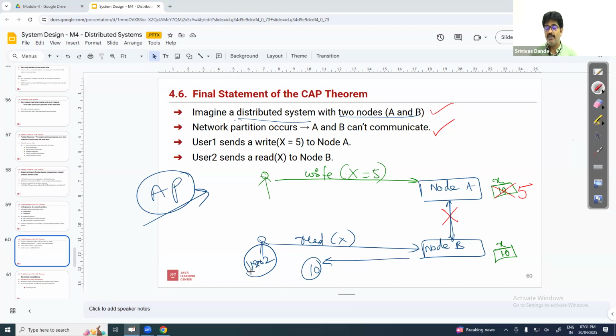But it is responding. My system is available, B is available, A is available. So available. And there is a network partition, AP, but this is not a consistent system.